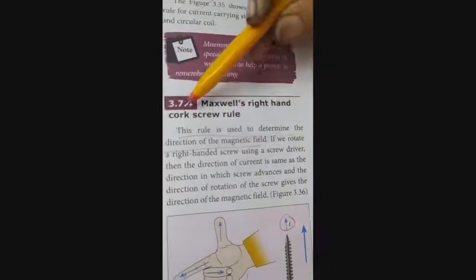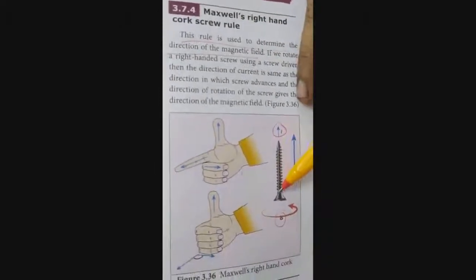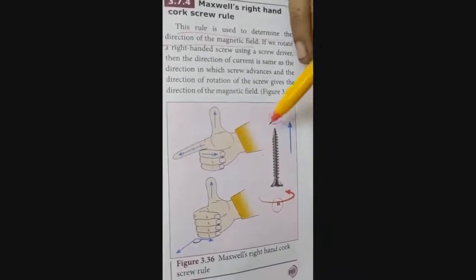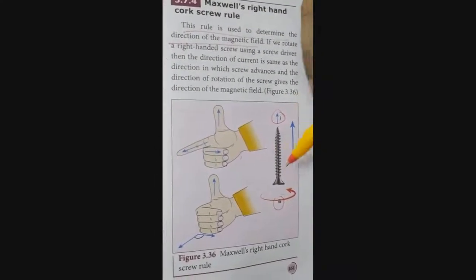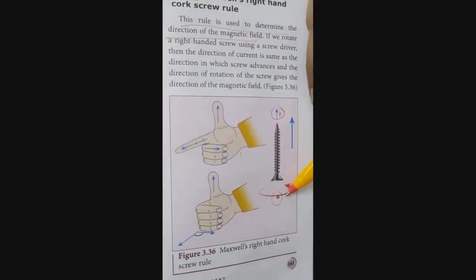And next we are going to see about Maxwell's right hand corkscrew rule. And here this is very simple. You take a screwdriver like this, you rotate the screwdriver so that it moves in the upward direction, then the direction of rotation of the screw will give you the magnetic field.